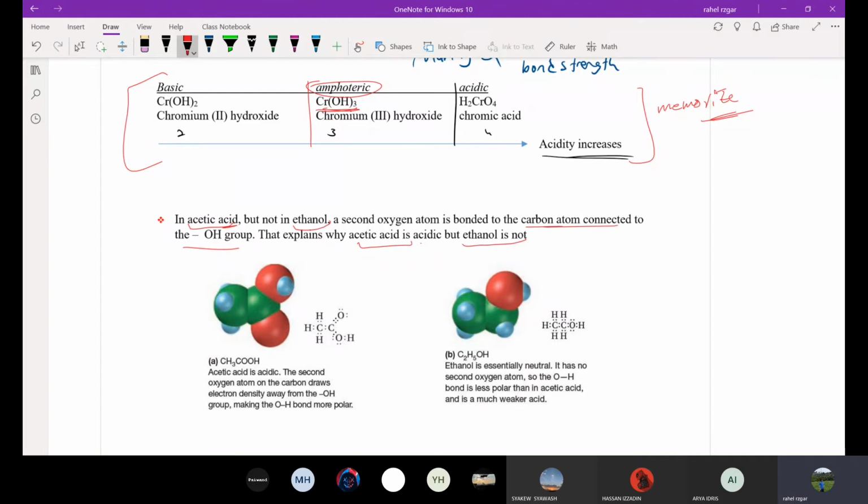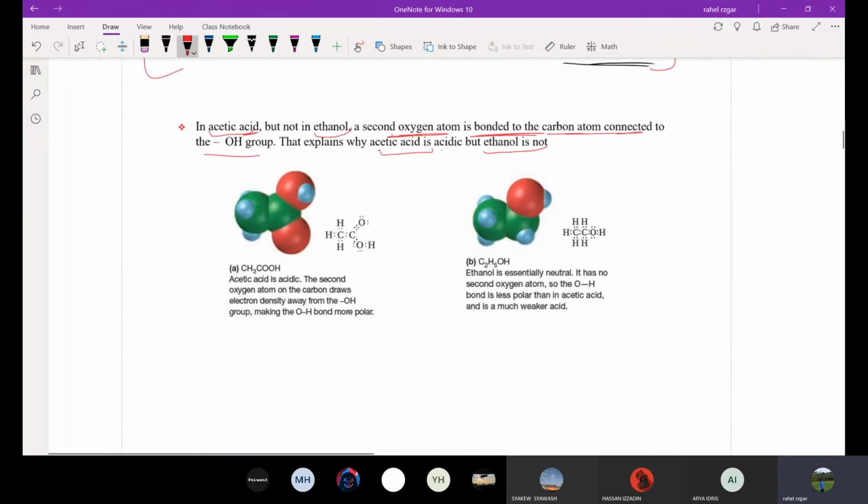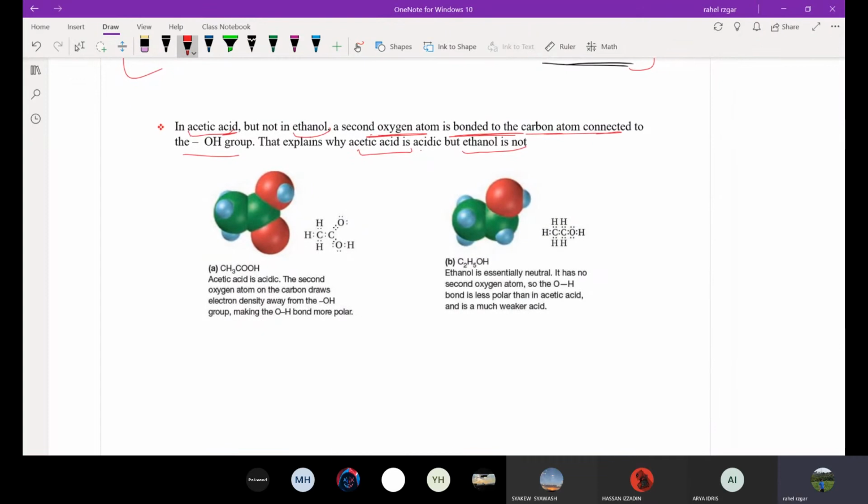Look at here. We have two carbons. But in here, there is only one oxygen in the ethanol. This is ethanol. This is acetic acid. In acetic acid, we have another oxygen. Only due to that oxygen, the compound becomes acidic.